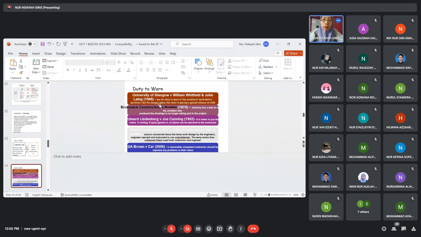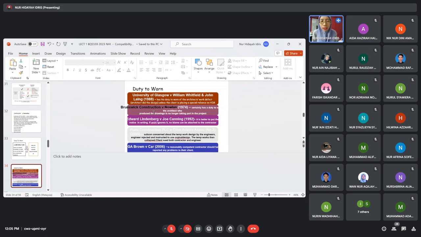So basically, kalau according to this court case 1988 between University Glasgow and William Whitfield, okay, it was stated that the contractor has no duty to warn if he found out any architect's work defect, okay, because the architect did the design. So basically, unless the client is placing a special reliance on him, dari from the beginning dia dah kata, so you have to check the architect's design.